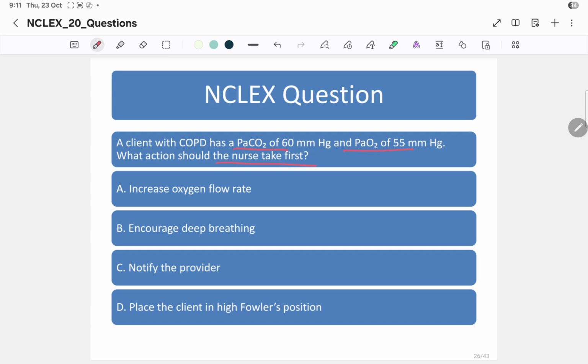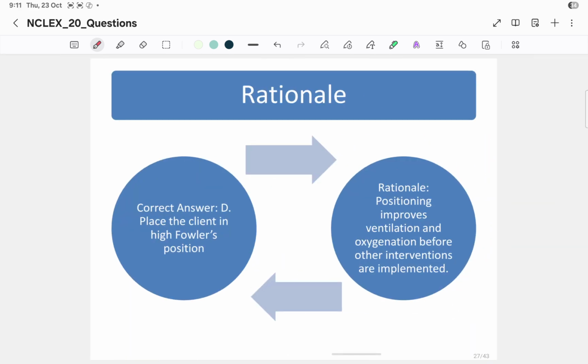The correct answer is option number D. Place the client in high Fowler's position. High Fowler's position helps lung expansion and improves oxygenation and ventilation. Clear? Rationale: positioning improves ventilation and oxygenation before other interventions are implemented.